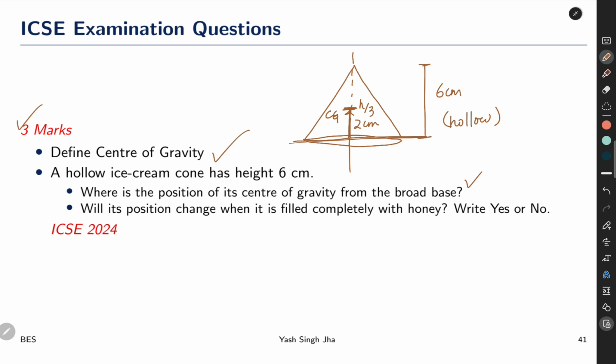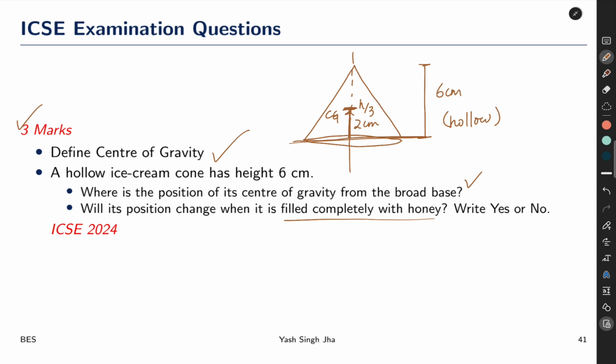The second question is, will its position change when it is completely filled with honey? Yes, it will. Center of gravity depends upon what? 2 factors. First, the shape and size of the object. Second, the distribution of mass, the distribution of where the mass is there.